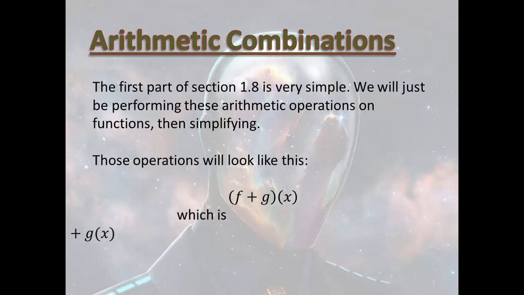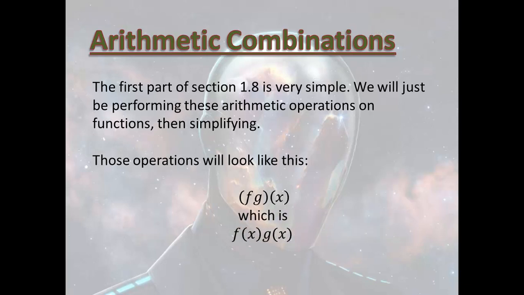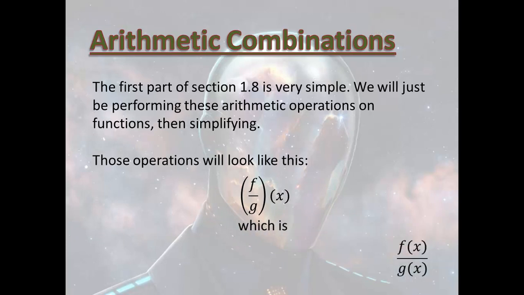Let's see, what else? You could have f minus g of x, which is f of x minus g of x. You could have fg of x, which is just f of x times g of x. Or you could have a quotient. You could have f over g of x, which is just f of x divided by g of x. This should be familiar to all of you guys because I know you did this in Algebra 2 last year. So let's get to it.